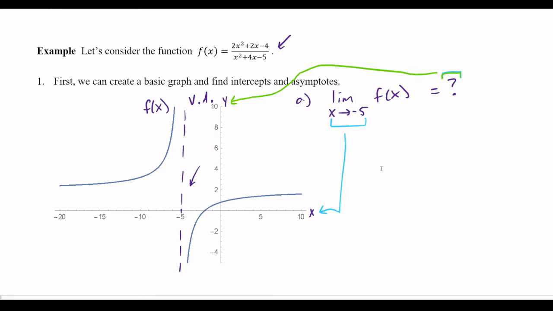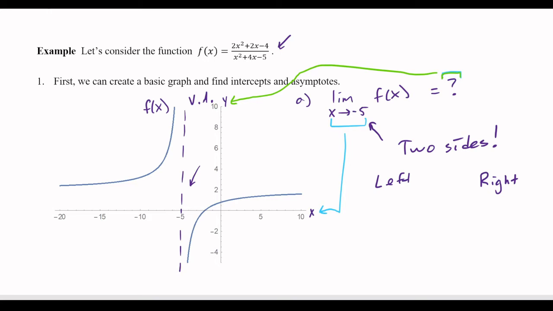So here's the question. As I approach -5, there are two sides to do this from. This is important, something we have to think a little bit about. There are two sides to approach from when I'm trying to go to -5. I can approach from the right, or I approach from the left.